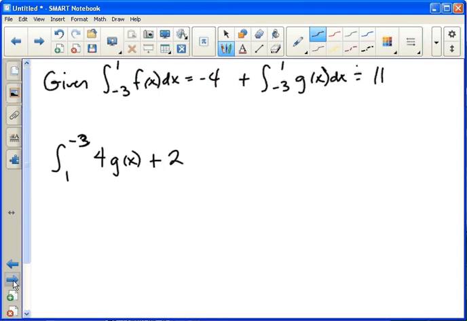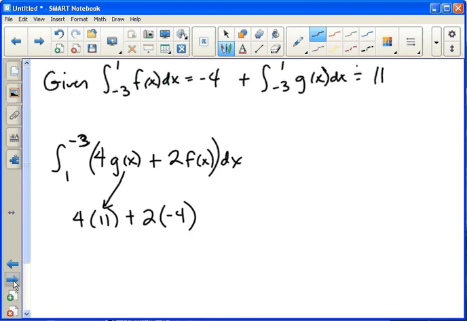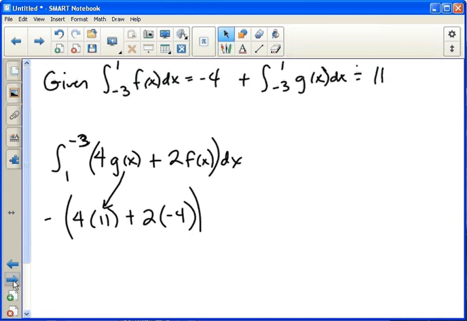Like I said, this really just boils down to substitution. We know that the area for g of x is going to be 11, so we get 4 times 11, just putting 11 in for the g, plus 2 times negative 4 for the f. And I'm going to have to make that whole thing negative because I've flipped the boundaries over. If you notice, this is going from 1 to negative 3. So I have to make my whole answer negative. So I get negative 44 minus 8. So that's negative 36.